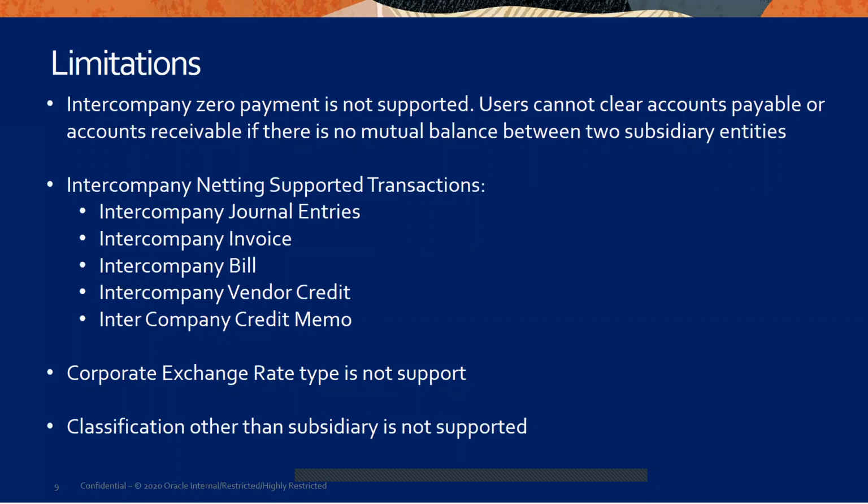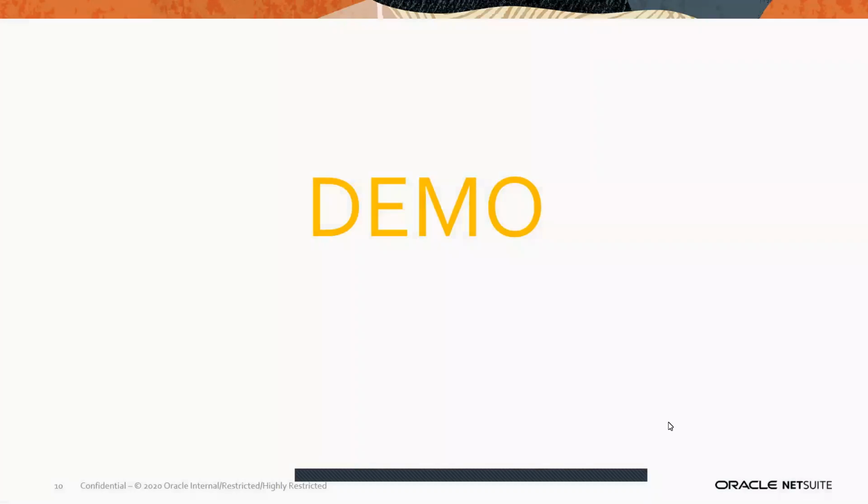And then I want to go over the supported transactions. So that is intercompany journals, intercompany invoices, bills, intercompany vendor credits, and intercompany credit memos. And then lastly, corporate exchange rate types are not supported, and any classification other than a subsidiary is not supported. So with that, we'll get into our demo here.